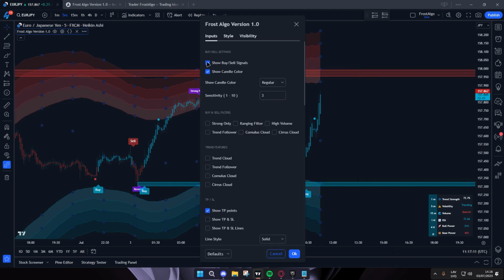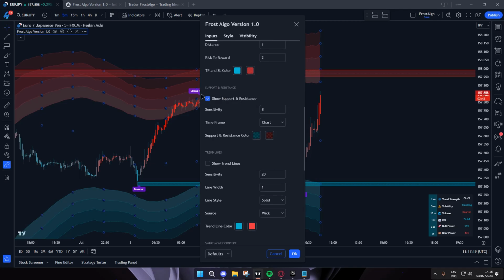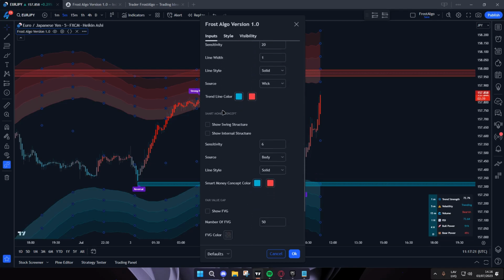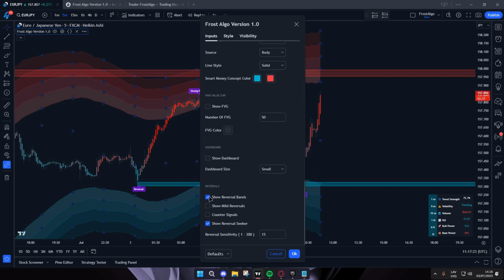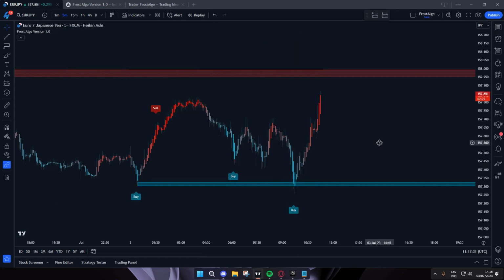Go to Settings, disable Show Buy Sell Signals, change Candle Color to Counter Gradient, disable Show Take Profit Points, leave the Support Resistance enabled, disable the Dashboard, Reversal Bands, and Show Reversal Seeker, and enable Counter Signals. Then click OK. And your chart should look something like this.